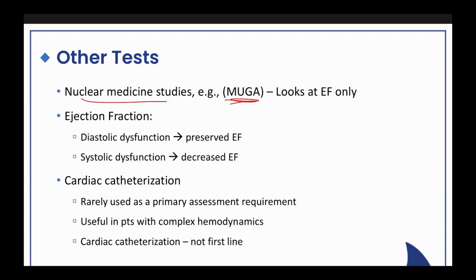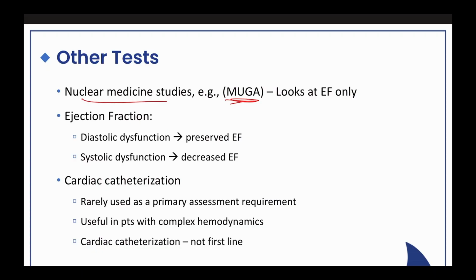And how it does it is it tags the nuclear isotopes. You put the blood back into the person. You see how much blood goes in that's coded, and you see what comes out. And you can calculate what the ejection fraction is. That's all it's going to tell you. The echo will tell you everything else with the heart, with the EF. But sometimes they're faster with a MUGA. Ejection fraction, know what that is.